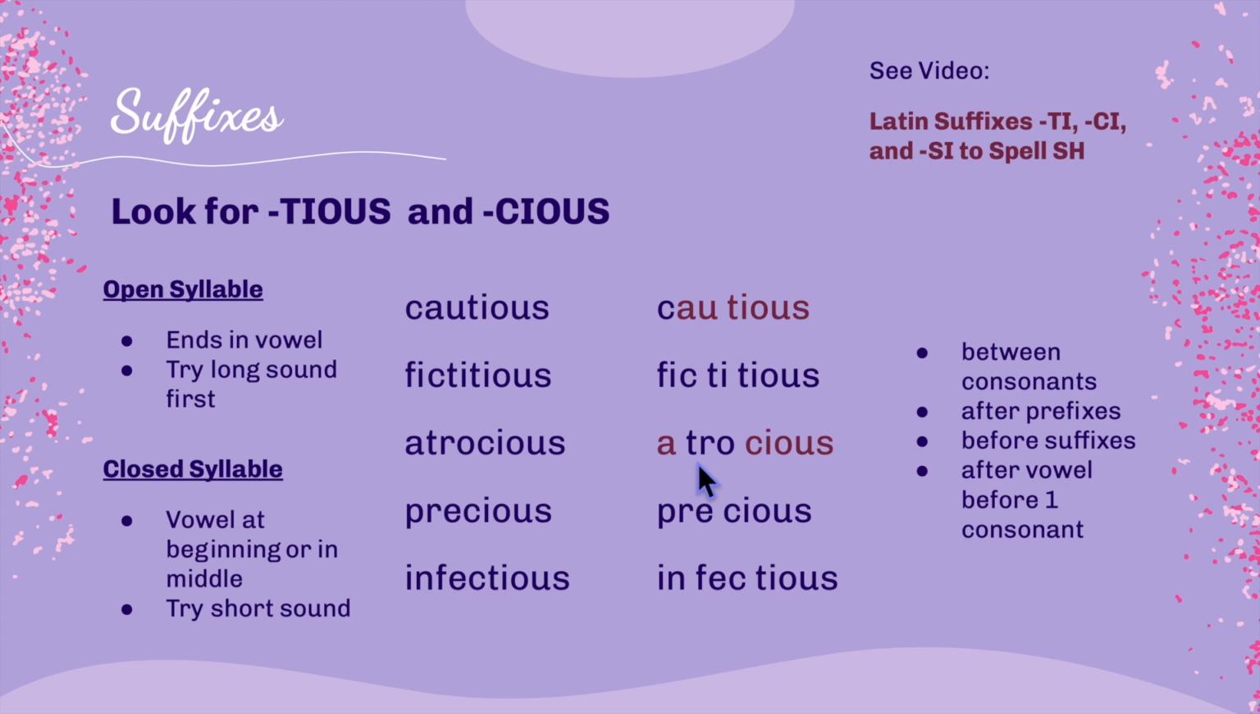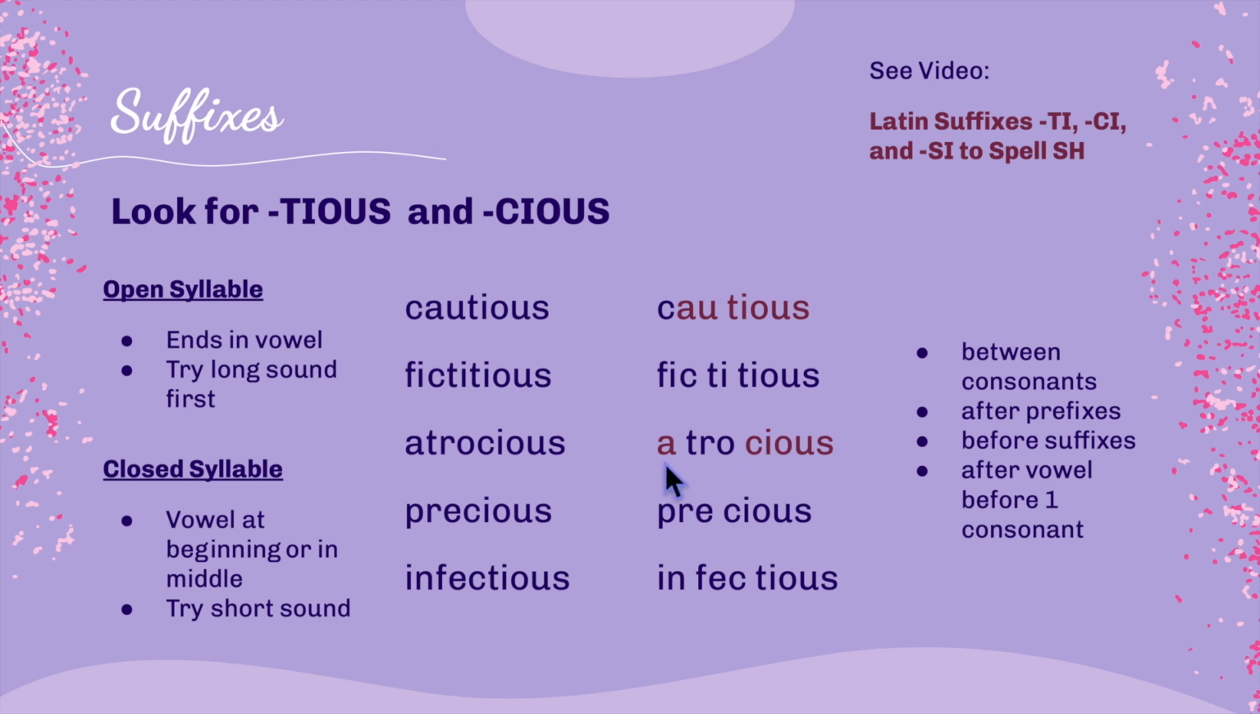Fictitious. T and R are a blend, which means they are letters that like to stay together, so we split here after the vowel before the blend, after a vowel before a single consonant or before a suffix. This is an open syllable, so we would normally try the vowel's long sound first. We also want to try the vowel's long sound first here because this is also an open syllable.